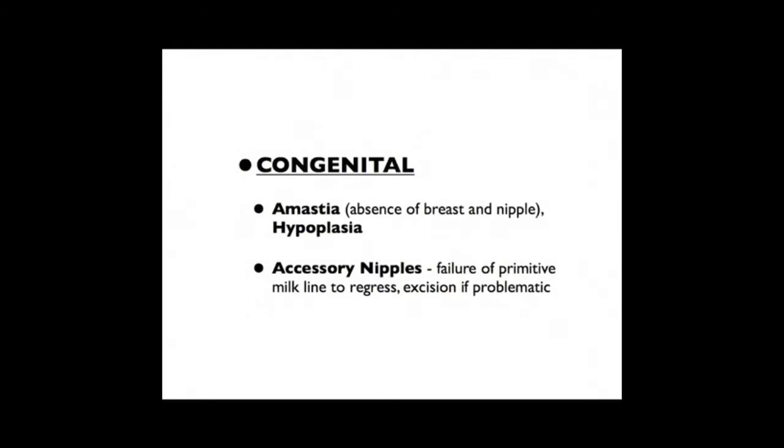And there's also hyperplasia. And most women have a degree of hyperplasia, one breast being larger than the other. But obviously you assess the extent of this hyperplasia. You don't want it to be too much. And finally, there's accessory nipples. So this is the failure of the milk line to regress. And so the accessory nipples are found in the milk line, which runs vertically down from the nipple.